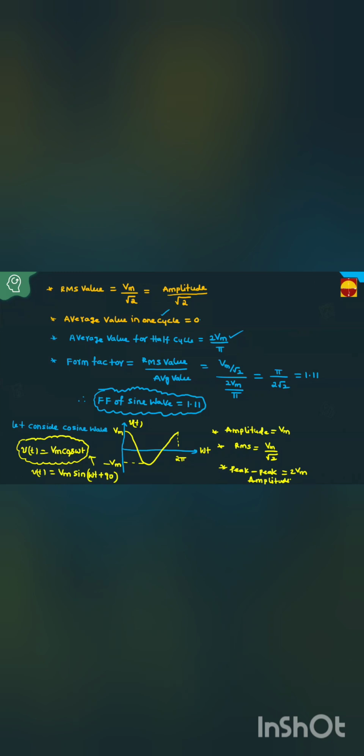Say for example, if the problem is given like this. Can you try this simple problem? V equal to 100 sin 100 pi t. A simple fundamental problem. Calculate time period and frequency. Come on, do it.